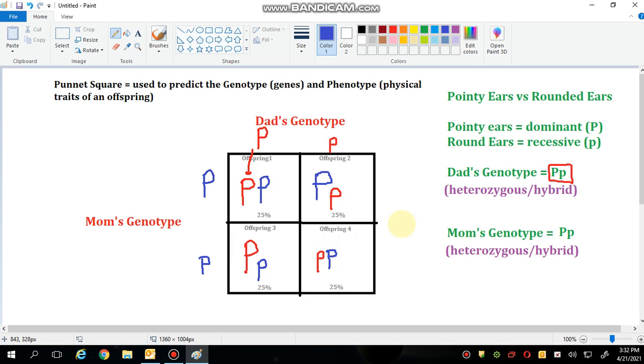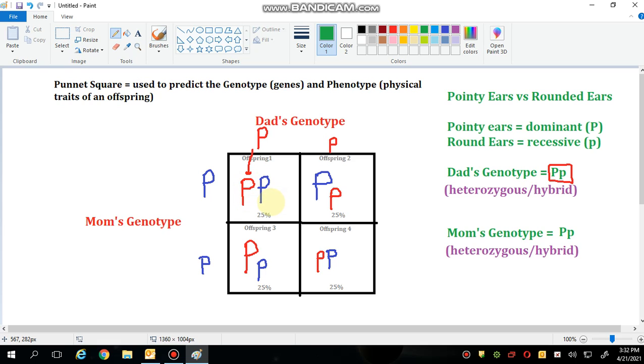Okay? And what you have done here, boys and girls, is that you have found the genotype for each offspring. And now we're going to analyze them and try to figure out, well, what exactly are these genotypes? Which one is homozygous and which one is heterozygous? Let's start with number 1, the first one.